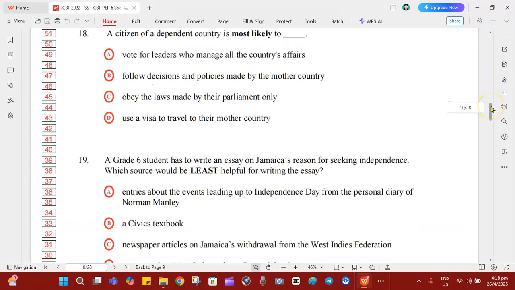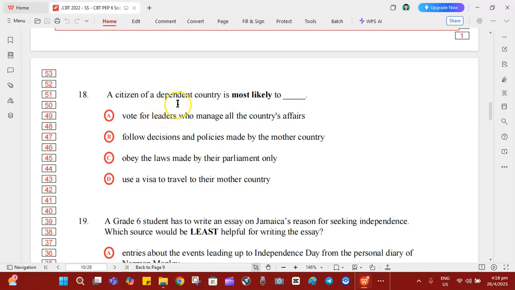Next item, 18. A citizen of a dependent country is most likely to do what? A, vote for leaders who manage all the country's affairs. So if you're dependent, you have to keep the keywords in mind. B, follow decisions and policies made by the mother country. C, obey the laws made by their parliament only. D, use a visa to travel to their mother country. Visas are not required to travel to your mother country. It's B. If you're dependent, you're going to follow the policies of your mother country.